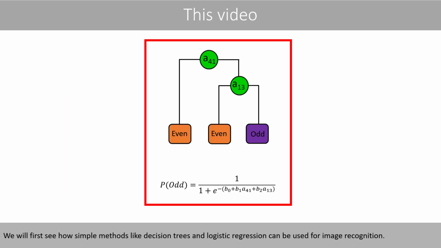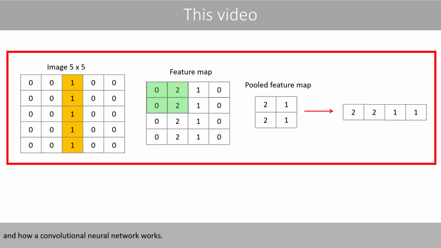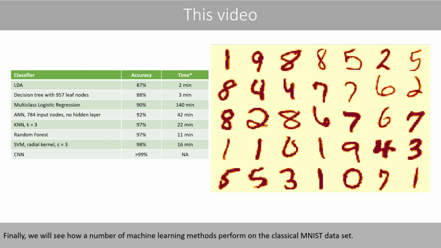We'll first see how simple methods like decision trees and logistic regression can be used for image recognition. Then we'll see how to use a basic neural network and how a convolutional neural network works. Finally, we'll see how a number of machine learning methods perform on the classical MNIST dataset.